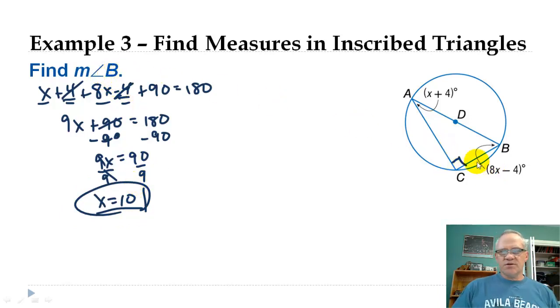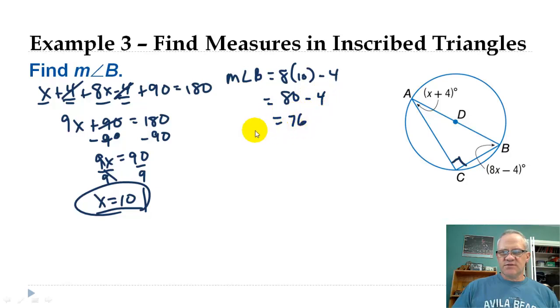Don't put a box around it, because we're trying to find the measure of angle B. So again, let's plug it in over here. The measure of angle B would be 8 times 10 minus 4. 8 times 10 is 80, minus 4 is 76.